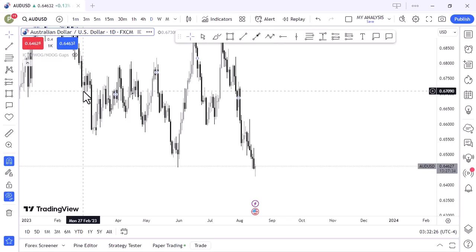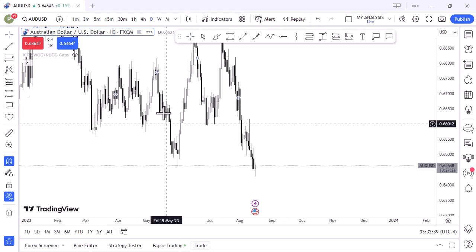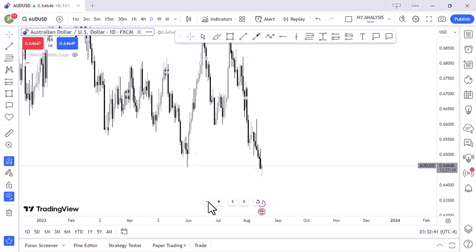Welcome to day 2 of the funded trading challenge. Today, I've actually already taken a trade, but I'm just going to go through why I took it. This is EURUSD, by the way.